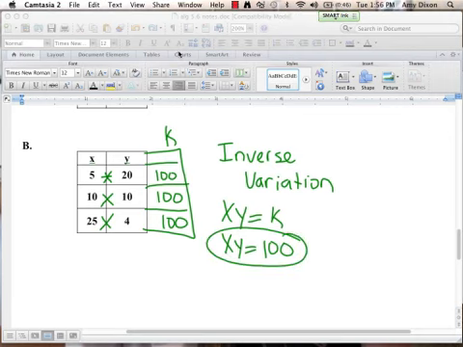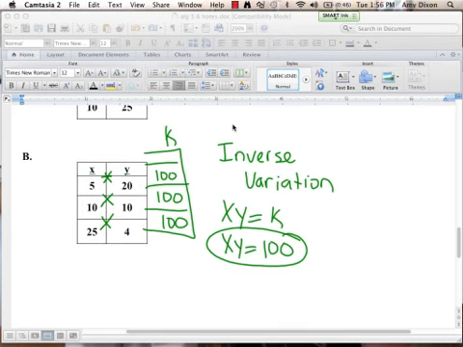So one of them was direct, one of them was inverse variation. You're going to need to know those formulas for each kind of equation so you don't get them mixed up. And that is inverse variation.